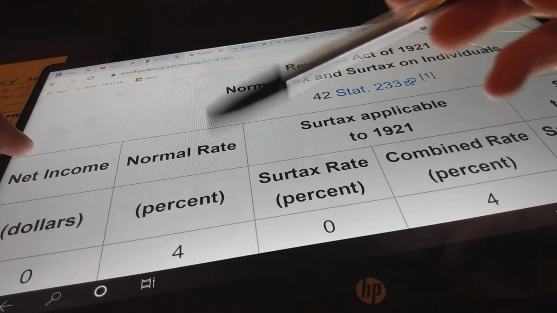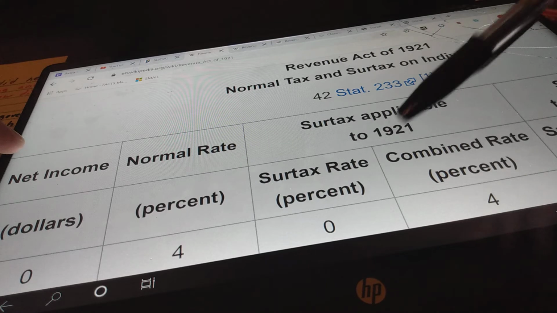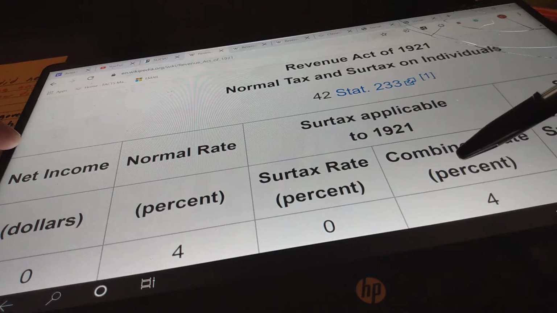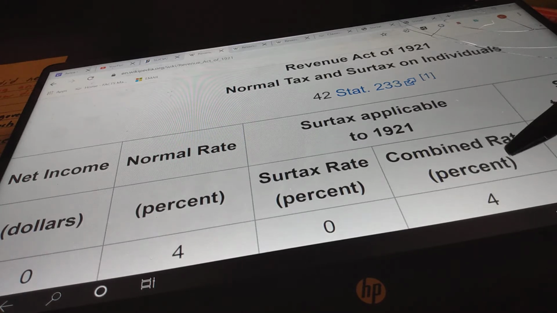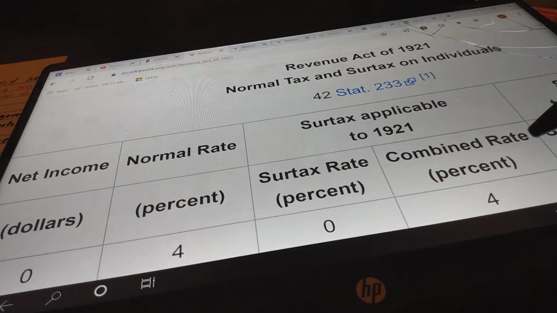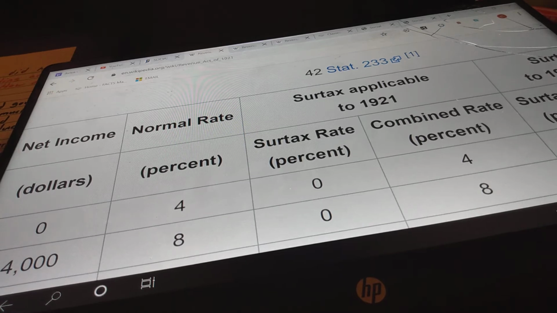You don't have to worry about these two columns because they get into more complicated stuff. I'm only going to focus on this column called the combined rate in the percent. Combined rate just means the actual tax percent for each American, depending on how much money they make, and I'll explain that more. So let's look at this for a little bit.